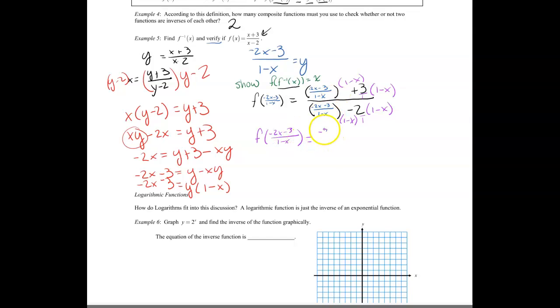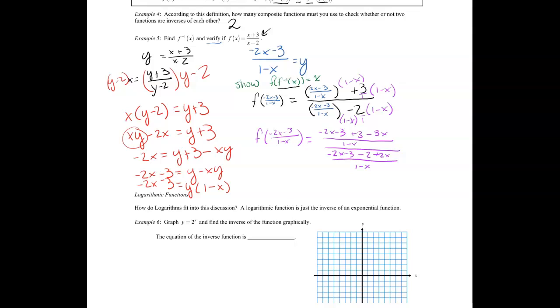to now negative 2x minus 3 plus 3 minus 3x, all of this over that 1 minus x, all over negative 2x minus 3 minus 2 plus 2x, all of this over 1 minus x.